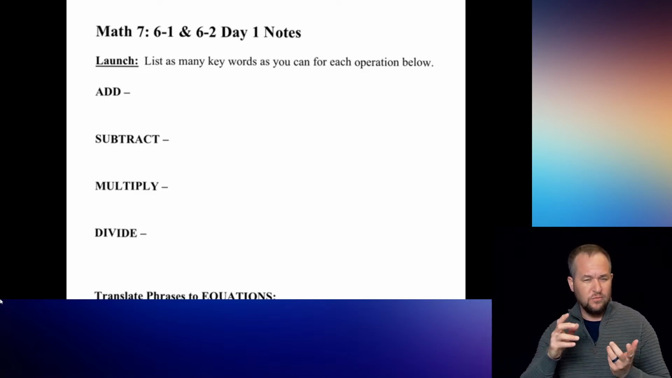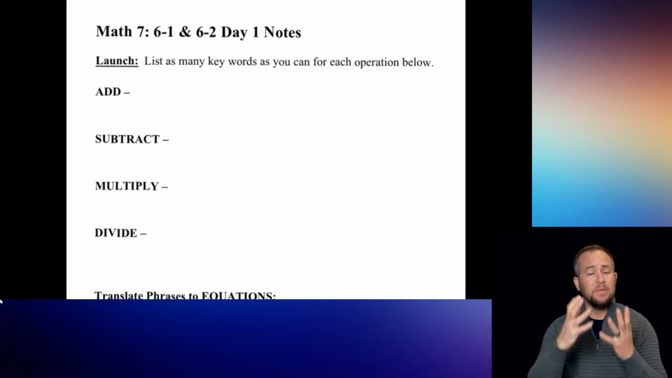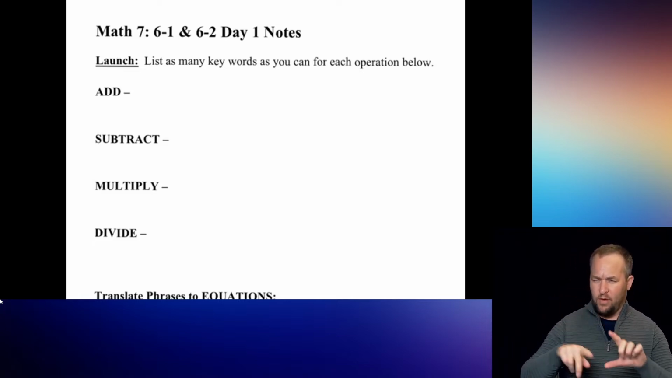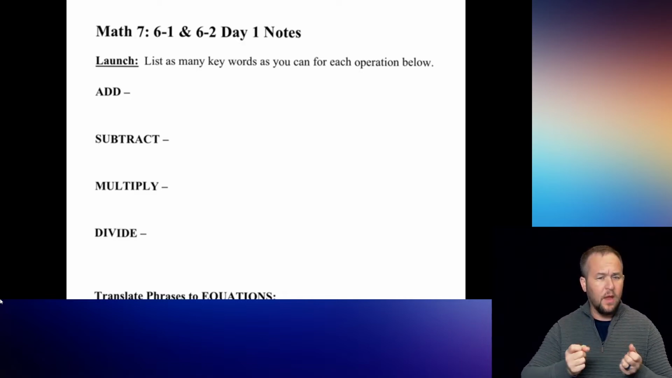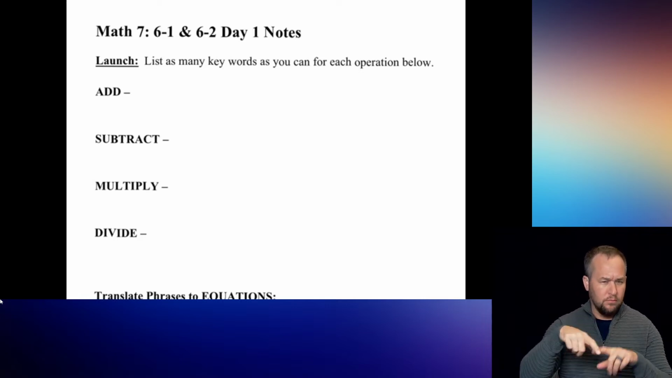So to get us started, you're going to list as many keywords as you can for each of their operations below. So add, list as many as you can, subtract, multiply, and divide. Go ahead and do this on your own first to see how many you come up with, and then go ahead and push play to see the other ones that I've come up with for you.